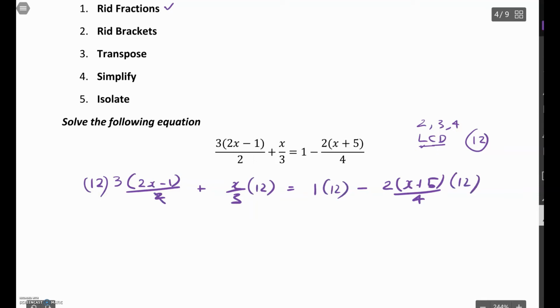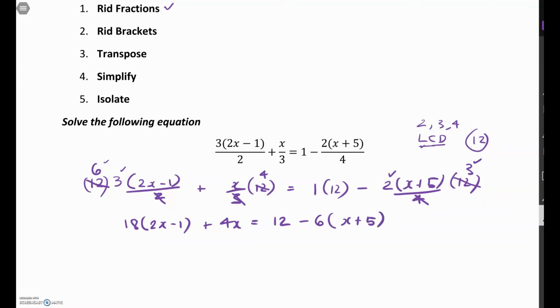Now look what happens. 2 into 12 goes 6. So now we say 6 times 3 is 18 into 2x minus 1. Now we say 3 into 12 goes 4. So we end up with a plus 4x equals 12 times 1 is just 12. 4 into 12 goes 3. 3 times 2 gives us 6. So negative 6 into x plus 5. Now we are exactly back to where we were before.